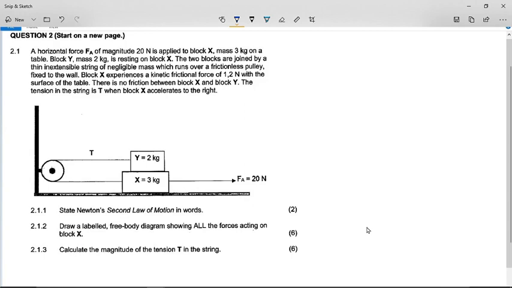Okay, let's look at this past paper question. This past paper question is from Gauteng. It's the September 2019 Newton's Law preliminary trial exam question.